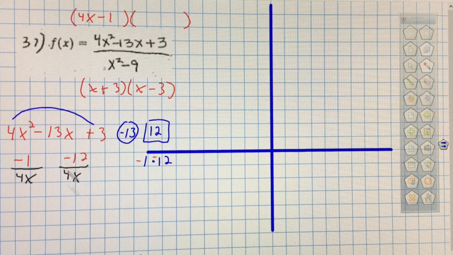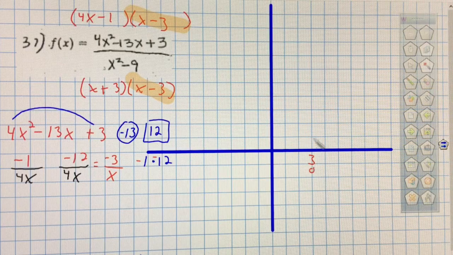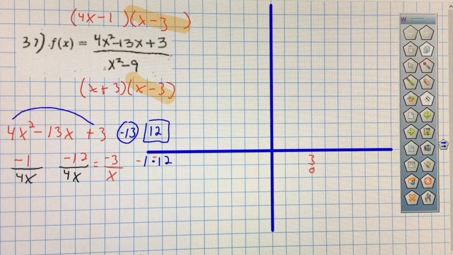And then my second factor, I notice it can simplify. Negative 12 divided by 4 is actually negative 3 over x. So my other factor is going to be x minus 3. Now if we look closely, we'll notice that the x minus 3 and the x minus 3 will simplify. So that means there's going to be a hole over here at x equals 3. There's going to be an open hole somewhere along that graph, not an asymptote. The asymptote is going to be at negative 3. So I'm going to have a vertical asymptote at x equals negative 3.